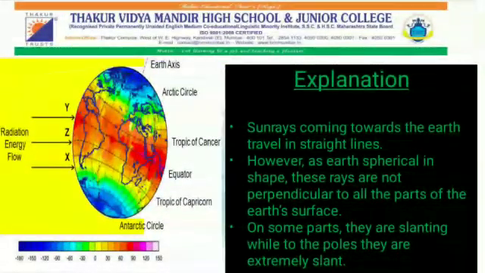We have seen that sun rays coming towards the earth travel in straight lines. However, as the earth is spherical in shape, these rays are not perpendicular, meaning straight, to all parts of the earth's surface. Towards the poles, these rays are extremely slant, while towards the middle part these are straight.